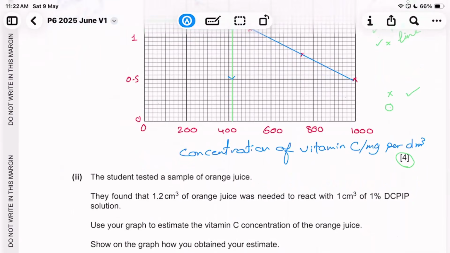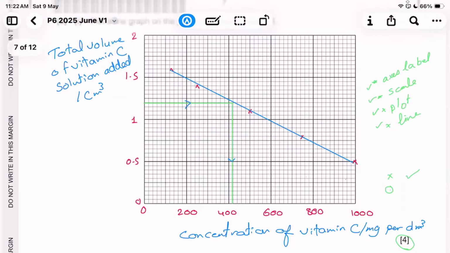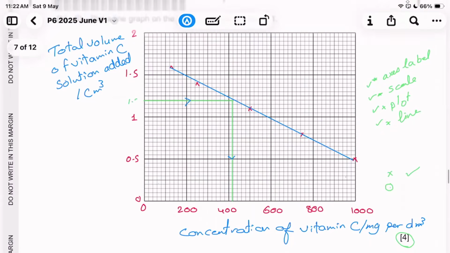Please concentrate on this point, because from you showing that, how can we get the data? You will take the mark, not just write it. So you have to show how we get it. We will go to 1.2 cubic centimeter. This is 1.2. Make a straight line using a ruler, and make an intersection with the line that you drew. And then drop it onto the x-axis to get the value. This is about 420. So the concentration of vitamin C here is 420.